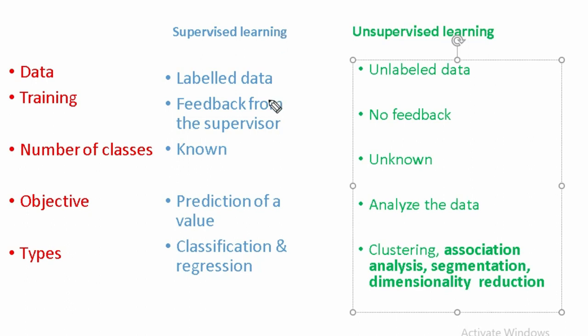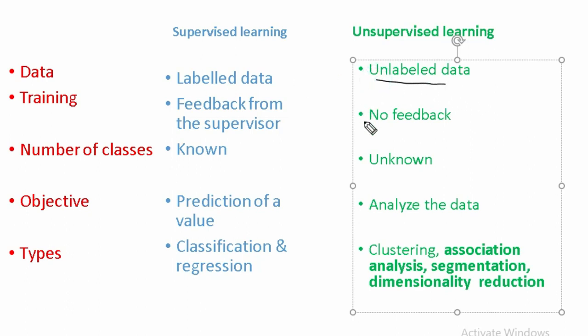That is, a table was given. The table will be containing the input data and output data, and corresponding to this input data and output data, the training was given to the supervised model. Whereas in unsupervised learning, there was no labeled data provided. So here, in unsupervised learning, unlabeled data will be provided.